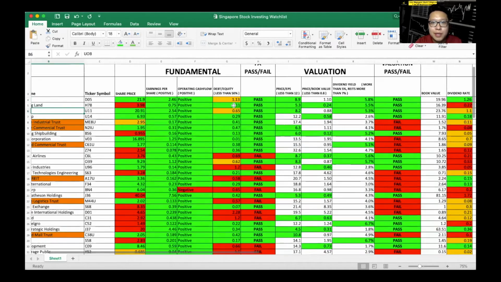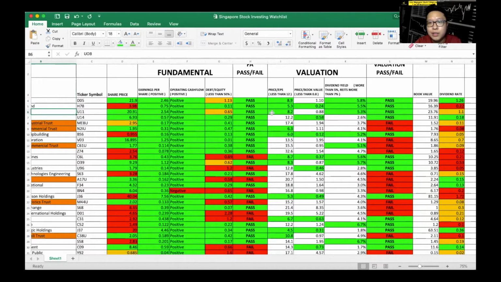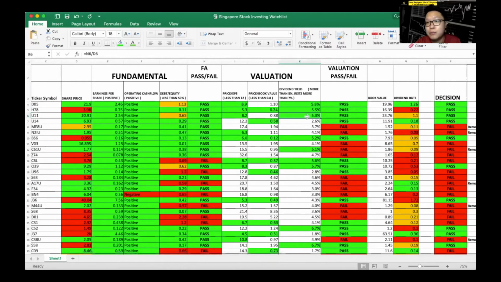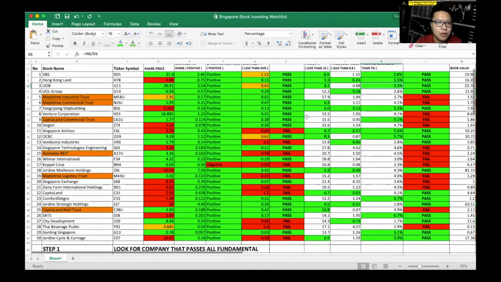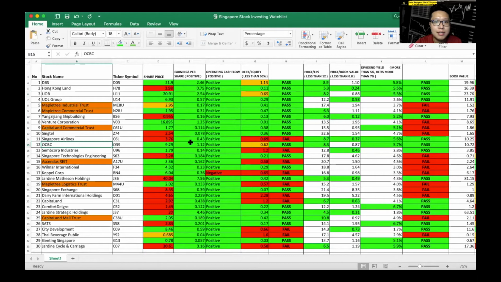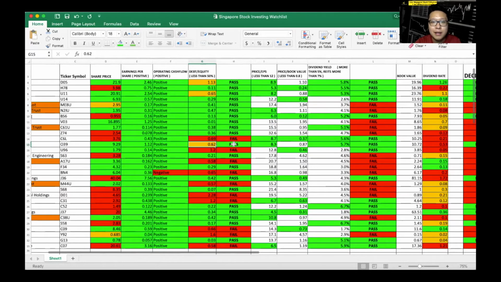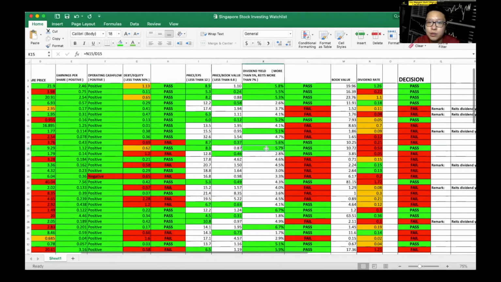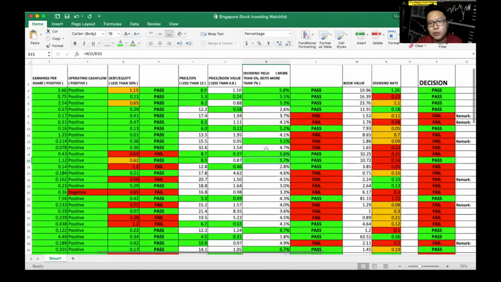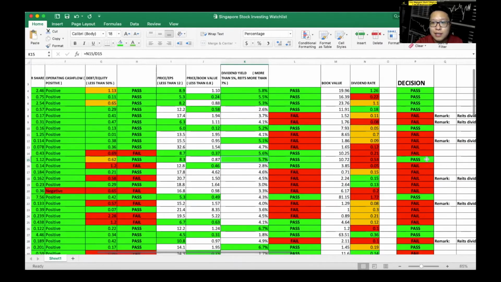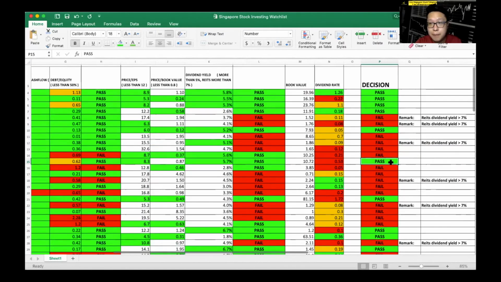UOB, same thing. We can see that everything is pretty similar to DBS. Dividend yield 5.3, slightly lower, but still above the 5% that I'm looking out for. So also a good to go. And of course, the last one, our favorite OCBC, everything is good. Same thing. The debt to equity is a bit higher, but for a bank, it's okay. Dividend yield 5.7% for OCBC. So again, you can see the decision, it is a pass.